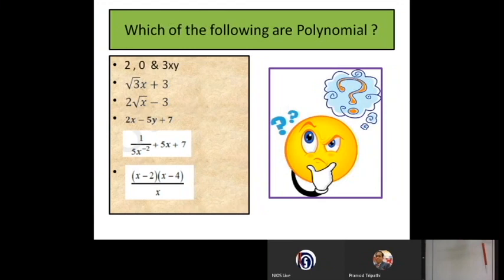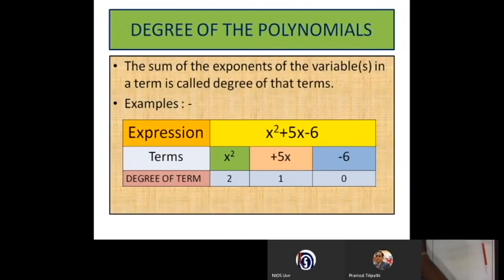So we can take up the degree of the polynomial, the important part. First of all, the important part was whether it is a polynomial or not. Now we come to the degree of the polynomial. So what is the degree of the polynomial here? It is the sum of the exponents of the variables. If there is one variable, then it is the exponent of the variable. When there are more than one variable, then it becomes the sum of the exponents of the variables in a term, which is called the degree of the term.